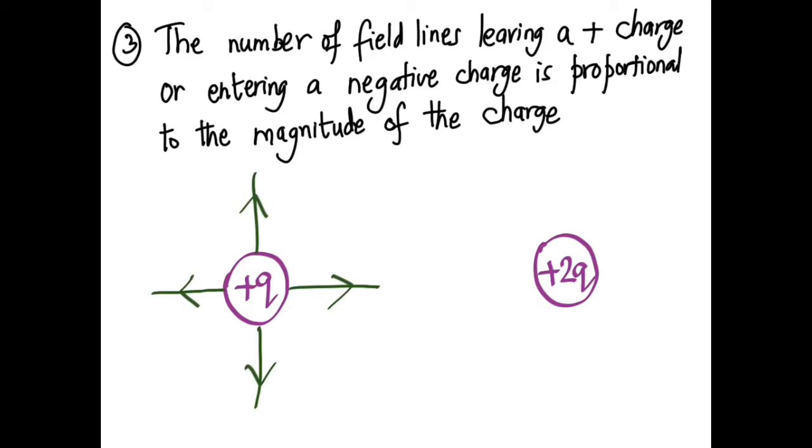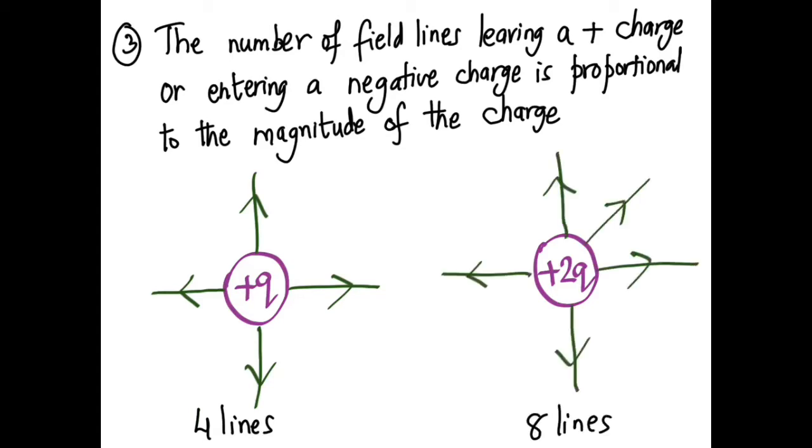If we see the number of lines for the first charge, we have drawn 4 lines. And the second charge must have 8 lines because the number of lines must be proportional to its magnitude. So as it is double the first charge, the lines would also be double the first charge.